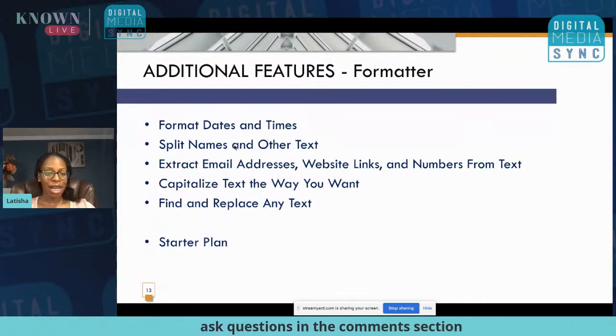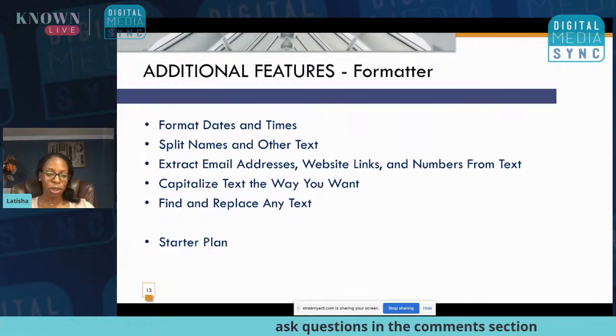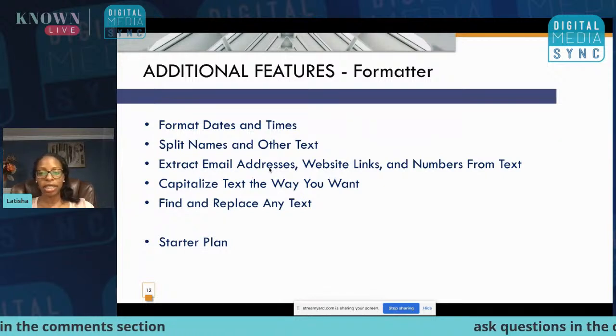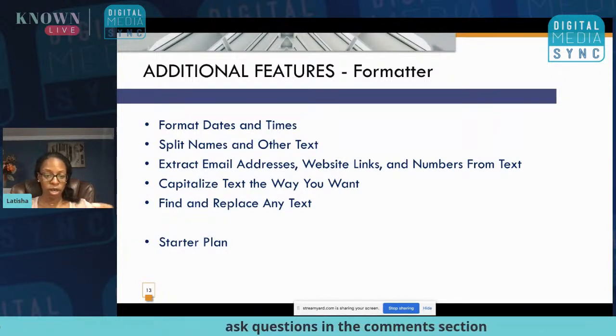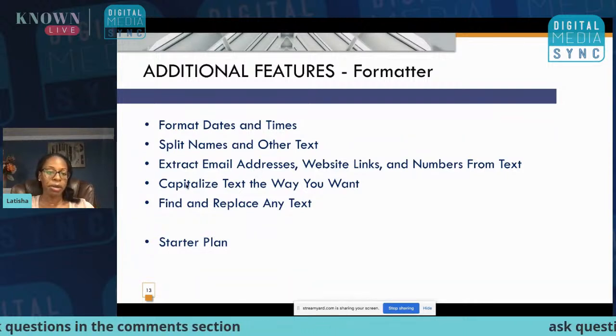You could also split name or split text. Let's say you had an address coming in, but you don't want the whole address. You just want the city and state. You could split that out. You could use the formatter to extract email addresses, website links, and numbers from a string of text or paragraphs of information. You could extract just the pieces that you want.